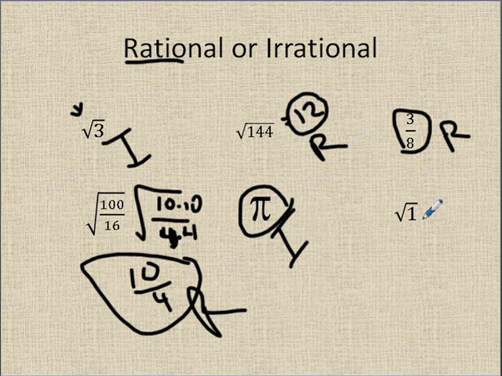What about the square root of 1? It's a trick. It's rational because 1 times 1 in fact gives you 1. So this one is actually rational. Don't let it trick you. It's often easy to say, oh, well, that's not, but it is. Okay, let's go to the next.